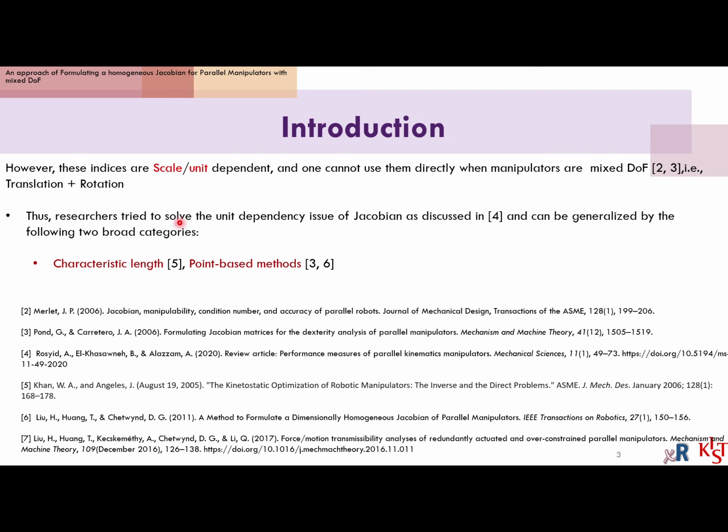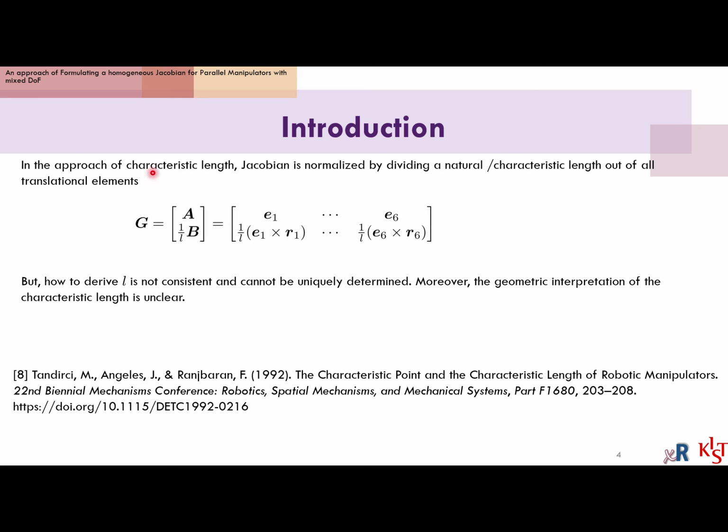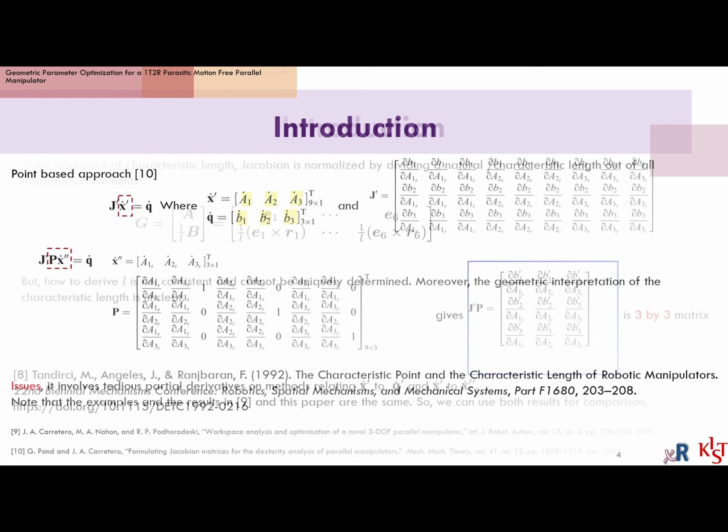Therefore, researchers tried to solve this problem by introducing two broadly categorized approaches. The first one is characteristic length, and the second one is the point-based method. In the approach of characteristic length, the Jacobian is normalized by dividing the natural or characteristic length out of the translational elements. However, deriving L is not consistent and cannot be uniquely determined. Moreover, the geometric interpretation of the characteristic length is very unclear.